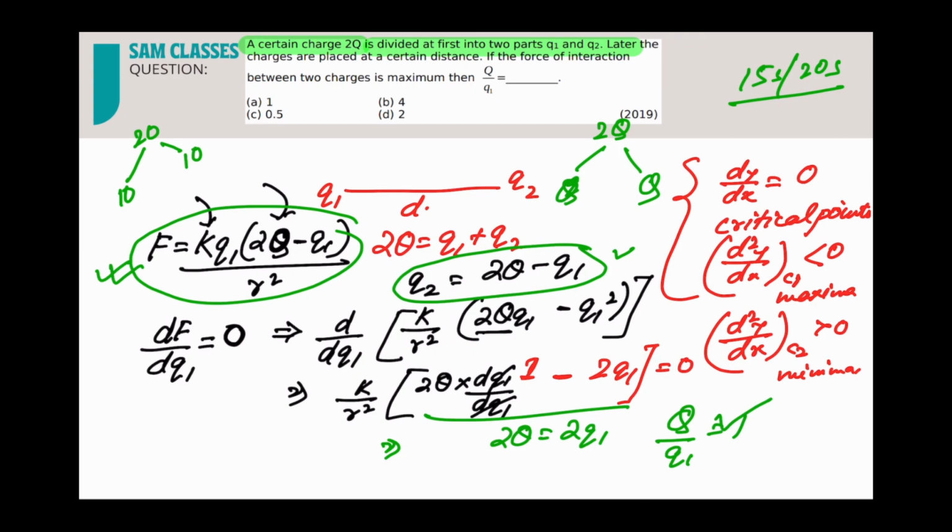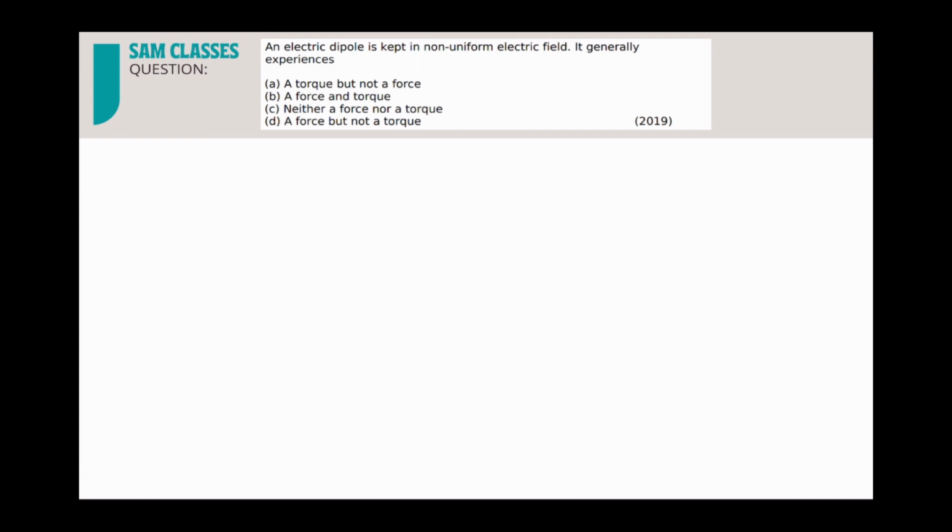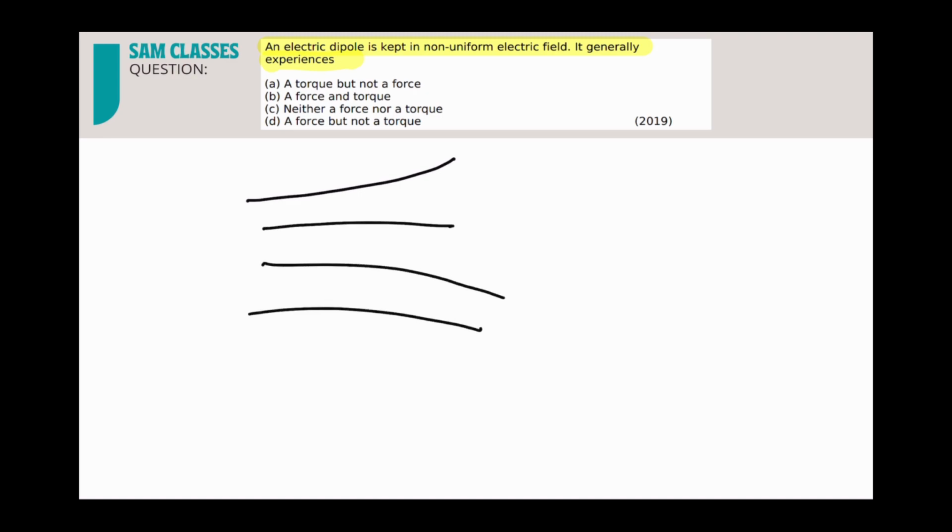Now coming to the next part. Let's see the next question, student. In the next question, what they have given us is an electric dipole kept in a non-uniform electric field. So first thing you should know is, this is, let's say, a non-uniform electric field. Okay, means the electric field is changing at different places. Correct. So let's say you're placing a dipole. So here charge is Q, here charge is minus Q. But since electric field here is E1, electric field here is E2.